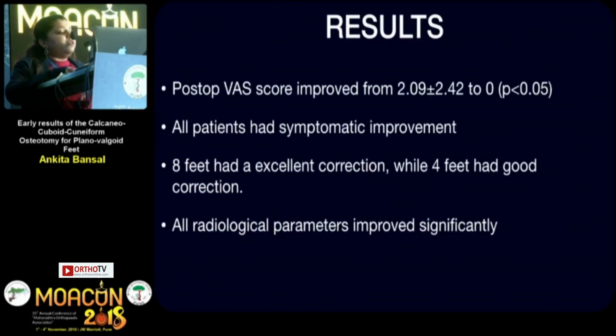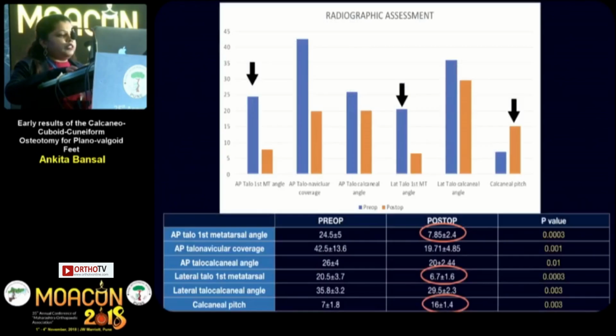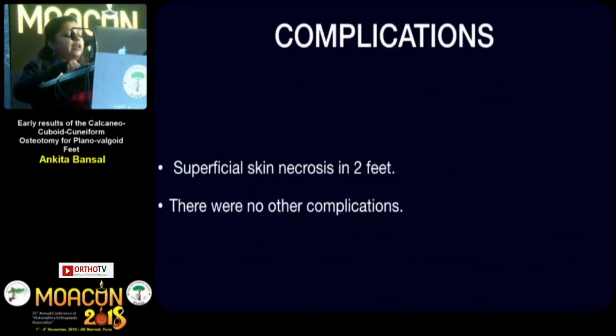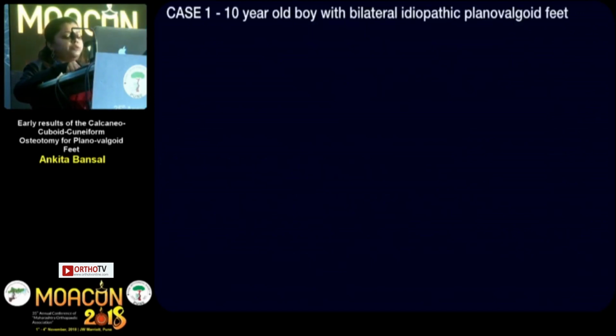We achieved a good symptomatic improvement in all patients. The post-op VAS score improved significantly. 8 feet had excellent correction, while 4 had a good correction. All the radiological parameters improved significantly. We had a normalization of the calcaneal pitch and the talo-first metatarsal angle on both AP and lateral views. There was a significant improvement in the talonavicular coverage and the talocalcaneal angle. We had 2 feet with superficial skin necrosis, which healed with dressings.